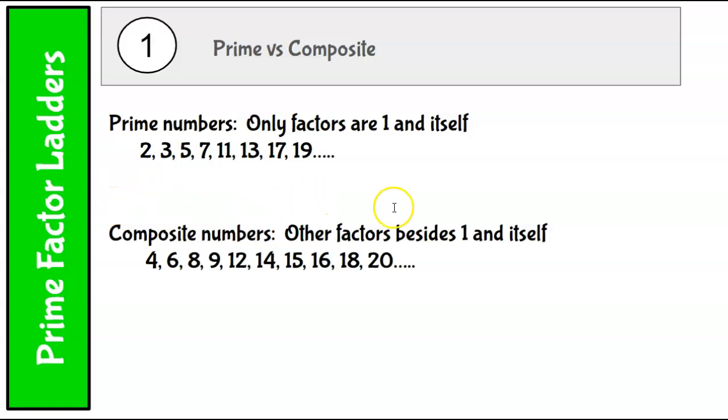Composite numbers have other factors besides 1 and itself. So for example, 8 has the factors 1 and 8, but it also has the factors of 2 and 4. And all of the numbers in this list have factors other than 1 and itself. The list of prime numbers here would be really good to write down because you're going to use that a lot in a future skill.